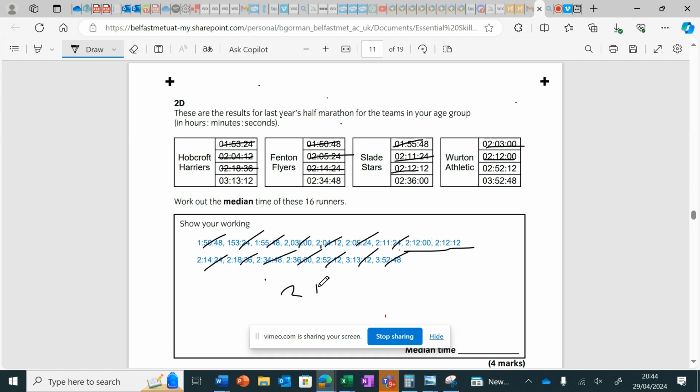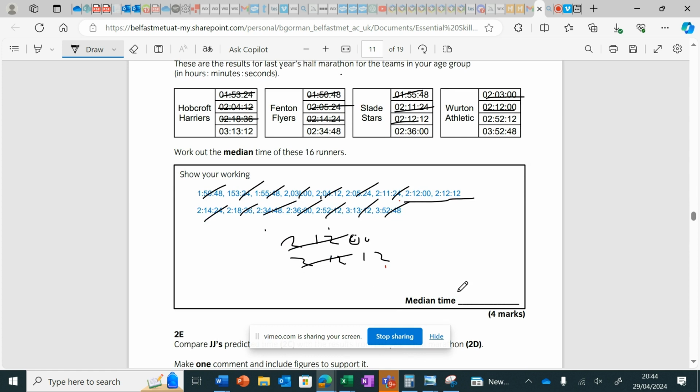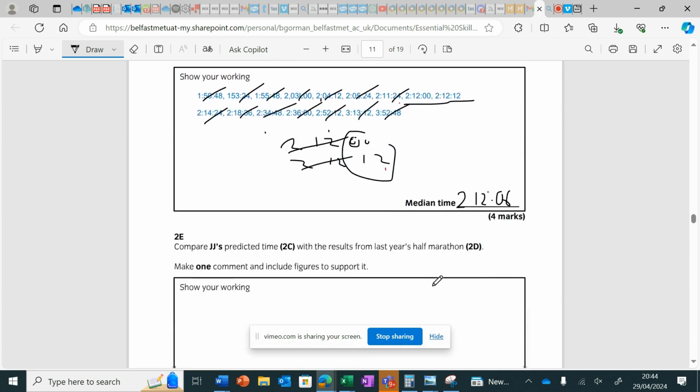So we have 2, 12, 0, 0, and 2, 12, 12. Well, if you look at this, those two numbers are the same. The only difference is these two. And the halfway point between 12 and 0 is 6. So the median there would be 2, 12, because they weren't touched, they weren't affected. The only difference is here, which would be 0, 6.